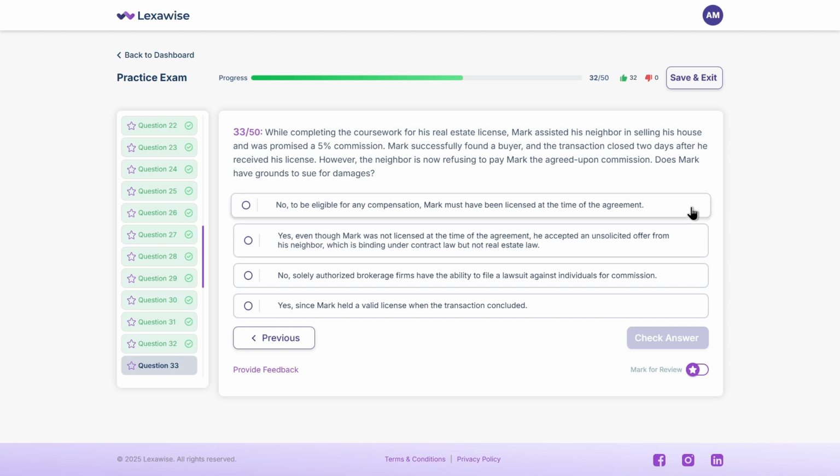A. No. To be eligible for any compensation, Mark must have been licensed at the time of the agreement. B. Yes. Even though Mark was not licensed at the time of the agreement, he accepted an unsolicited offer from his neighbor, which is binding under contract law, but not real estate law. C. No. Solely authorized brokerage firms have the ability to file a lawsuit against individuals for commission. D. Yes. Since Mark held a valid license when the transaction concluded. Take a second.